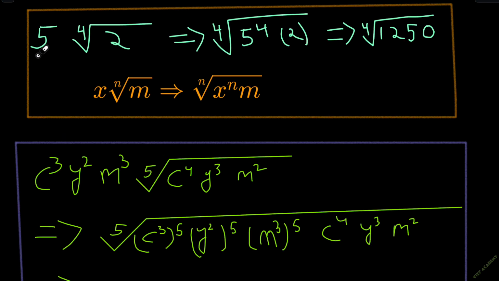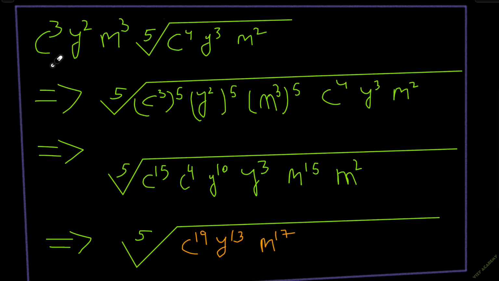Another question here where we are changing the mixed radical into entire radical. 5 fourth root of 2. Now the formula here is x if it's outside and nth is the root we are taking into account. So inside the radicand it will become x to the power of n. So because it's a fourth root, it will become 5 to the power of 4 and 2 will get multiplied with it. So on multiplication it becomes fourth root of 1250.